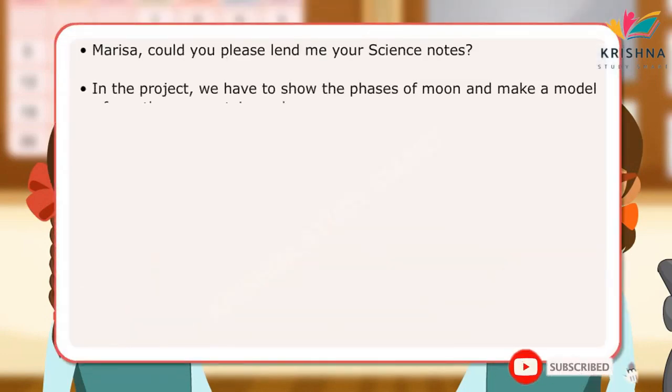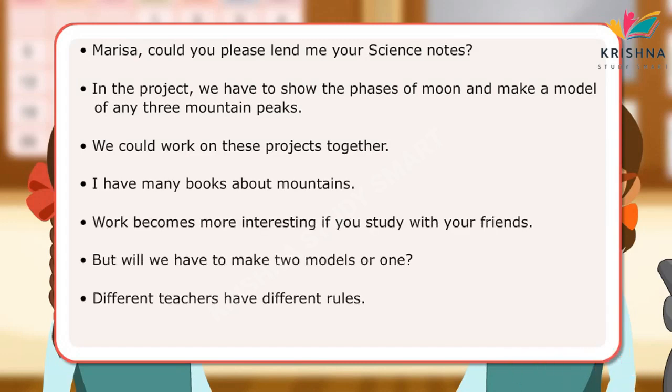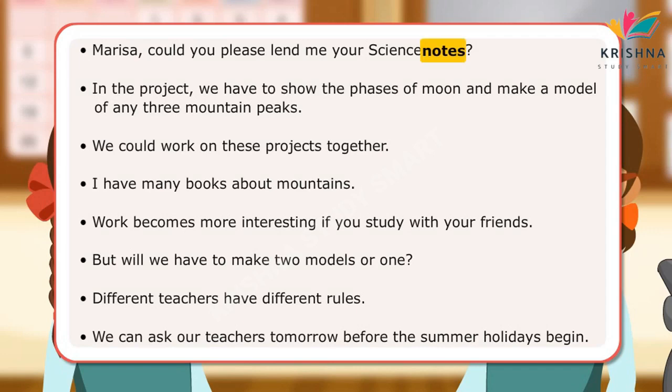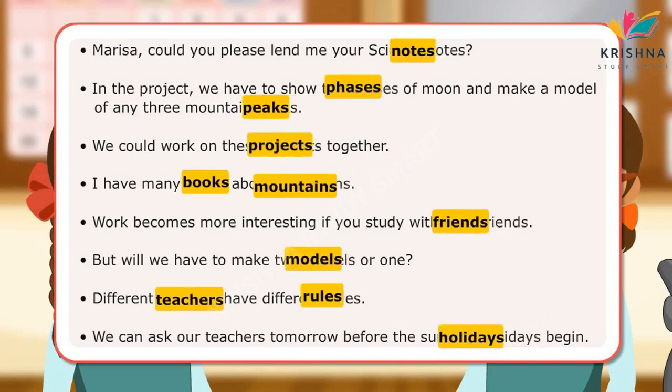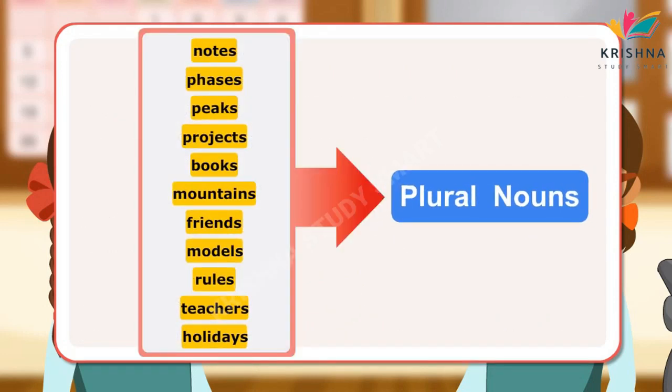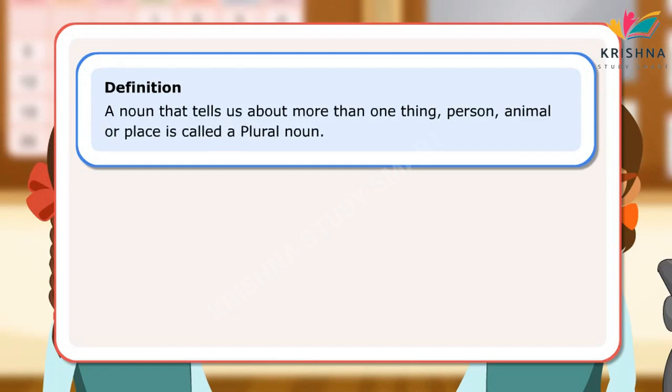The girls speak about more than one thing, place, or person several times in their conversation. The words notes, peaks, projects, books, mountains, friends, models, teachers, rules, holidays are examples of plural nouns. Definition: a noun that tells us about more than one thing, person, animal or place is called a plural noun.